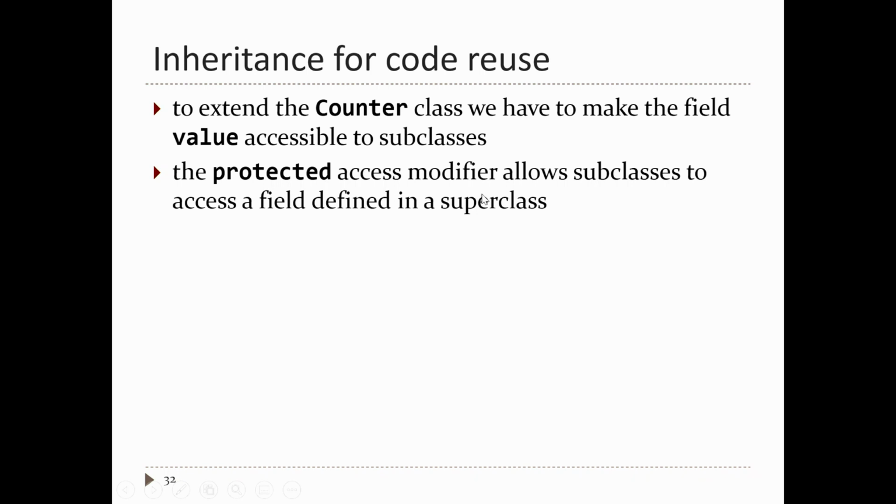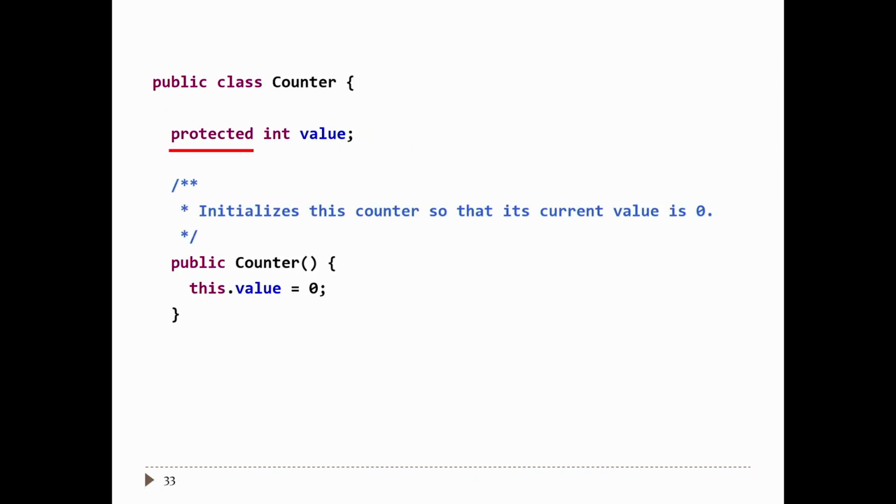The protected access modifier allows subclasses to access a field or method directly by name. So I'm going to change the Counter class so that its value field is now protected. Now any subclass of Counter has access to that field. Now when you do this, you should probably document the existence of the value field.